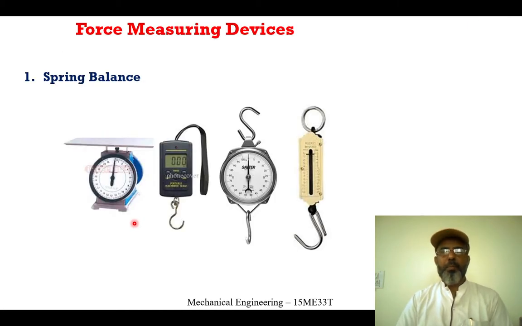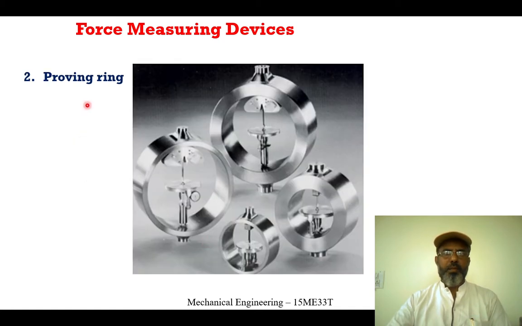And in the spring balance, we have discussed in detail about spring balance. We know that the spring balance is a device which is used for the measurement of weighing of an object. Totally we are going to discuss 3 different force measuring devices. One is the spring balance. Second is the proving ring, and third one we are going to discuss is the strain gauge type load cell.